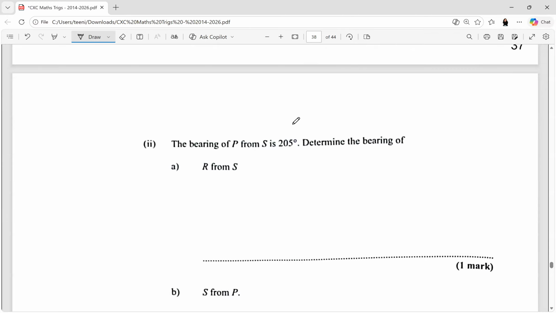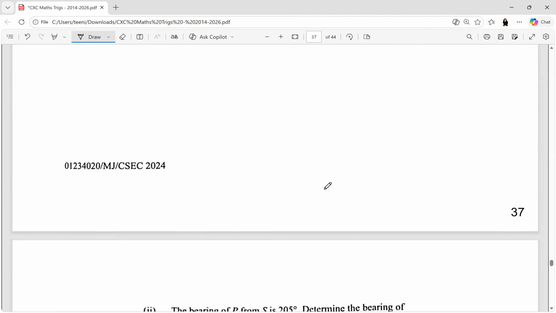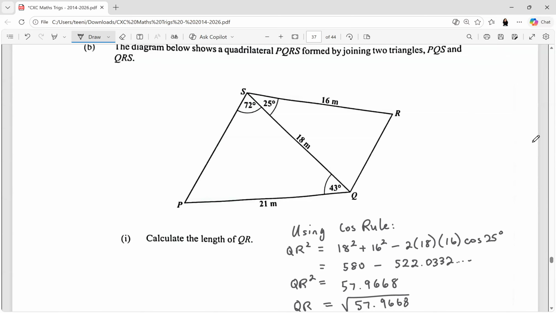The second part, the bearing of P from S is 205 degrees. Determine the bearing of R from S. So P from S, let's go on our diagram. P from S will be, S is here, right? So P from S will be this whole angle, all of that, all right?